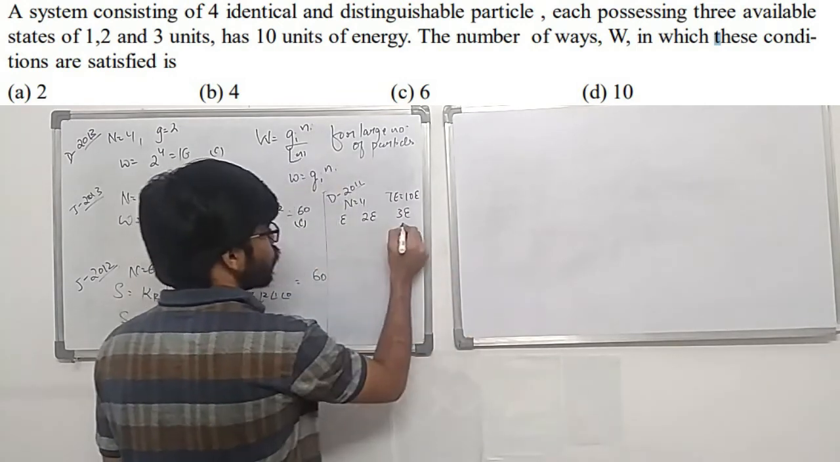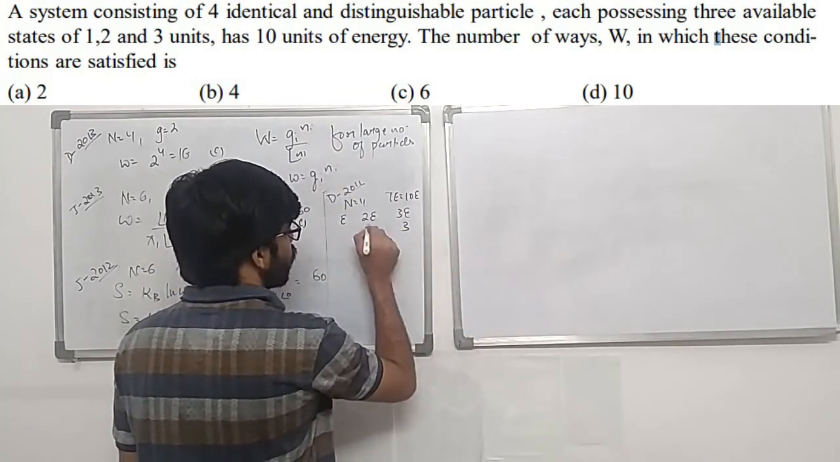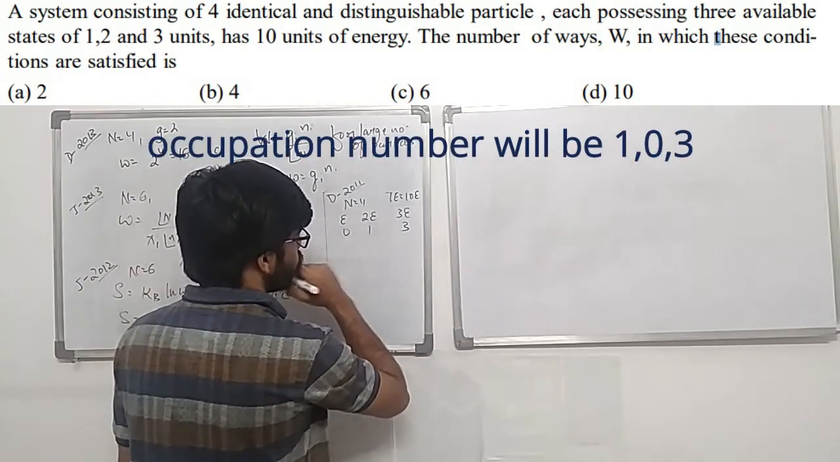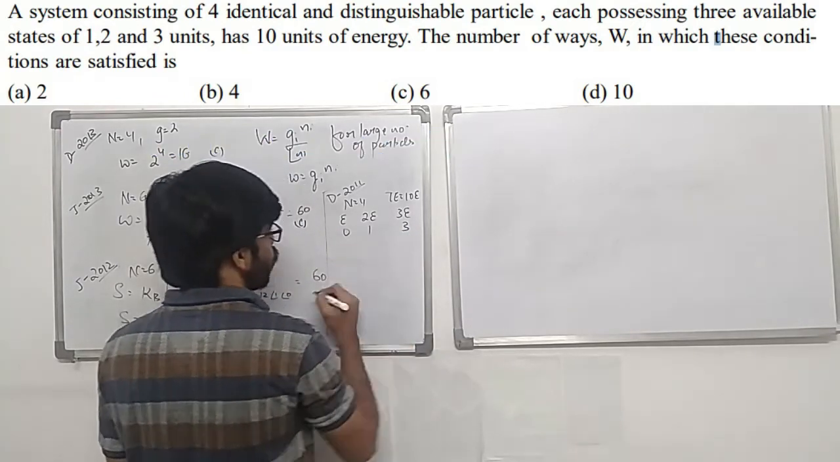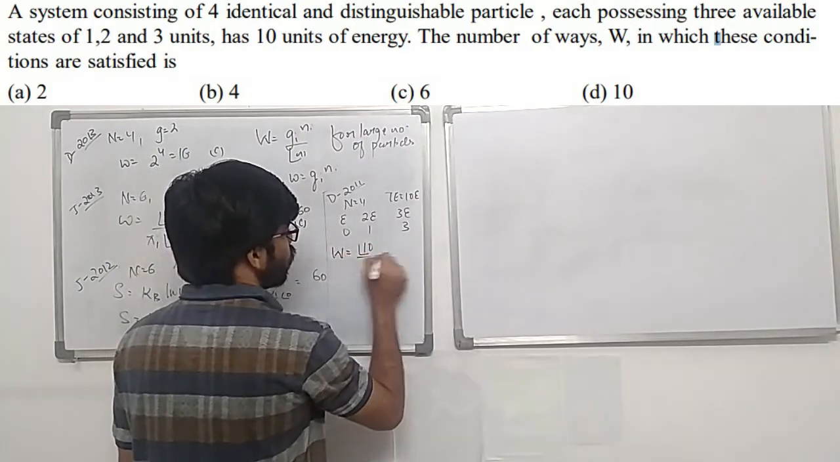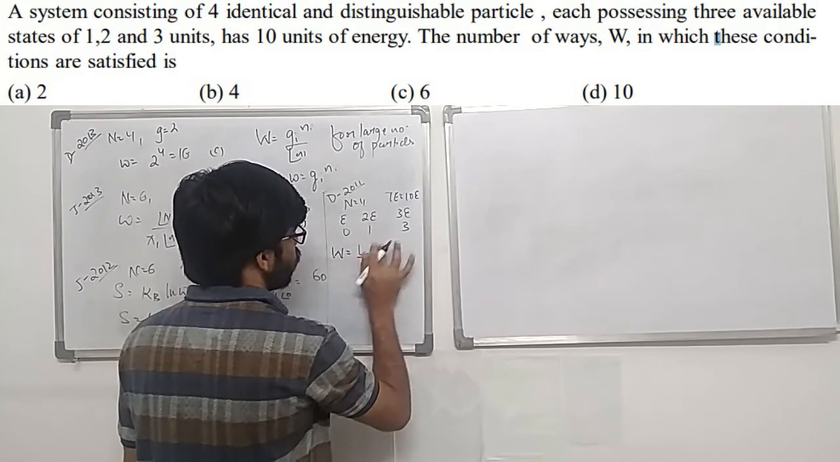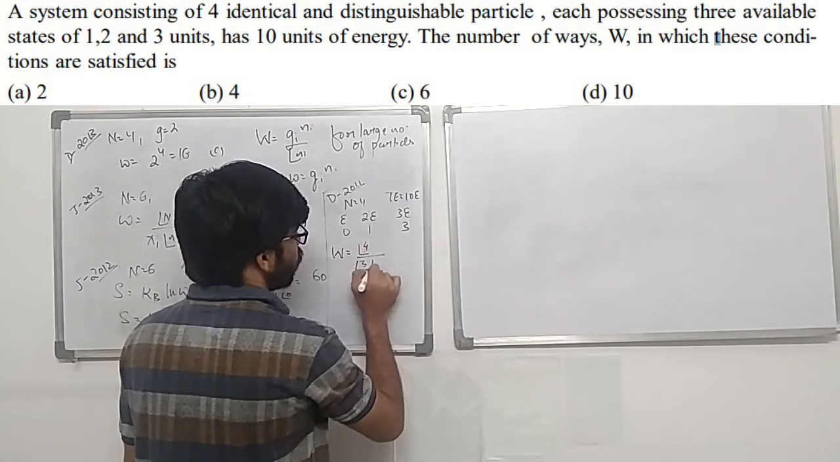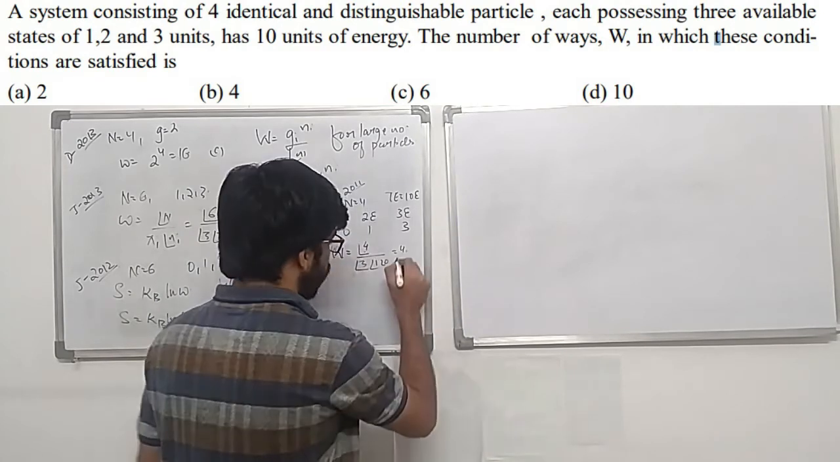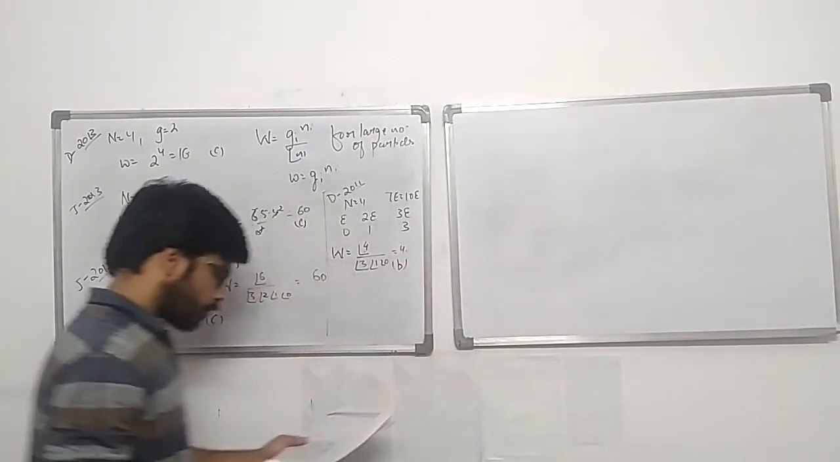So let's arrange. You can get 3, 1, 0 and 3, 1, 0 arrangements. No other possibility. So you get W equals 10 factorial, 4 factorial by 3, 1, 0. Answer is 4, which is given in option number B.